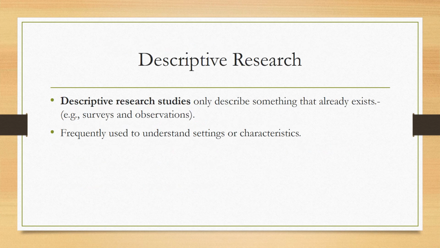Another type of research consists of descriptive research. And these are studies that describe something that already exists. You're not trying to study the effect of a change, but you're trying to document what already exists. So, for example, think about if you take an opinion poll survey. Your opinions about a matter already exist, and a survey is one way to find out what your opinions are. We call that descriptive research. It's not trying to change anything. This type of descriptive research is frequently used to understand settings or characteristics.